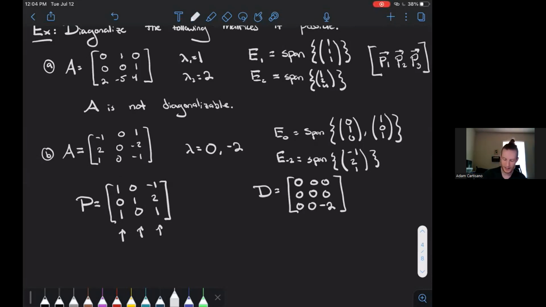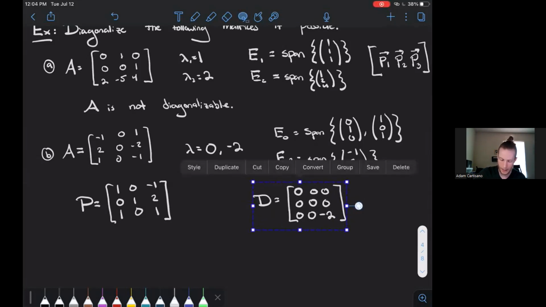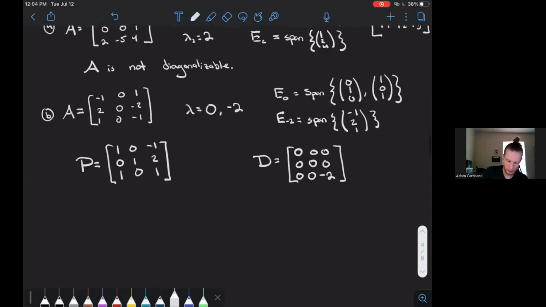Okay, anyway. And so now, what are we trying to do? We just want to find a diagonal matrix which is similar to A, and then show that it is similar. So what's left is to verify AP equals PD.